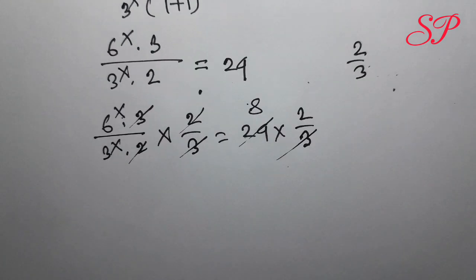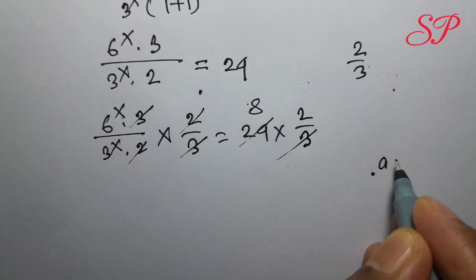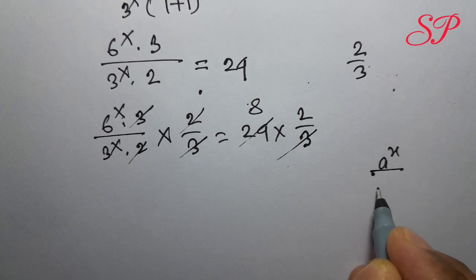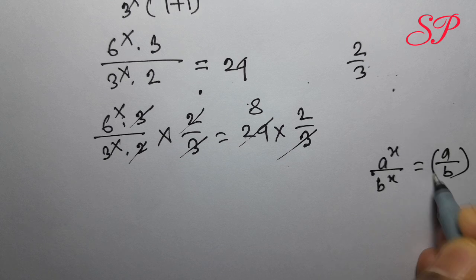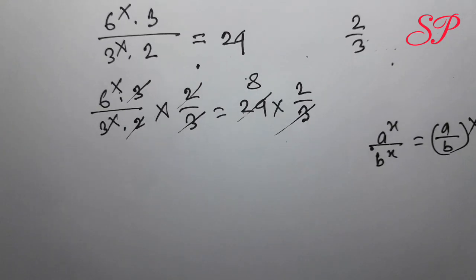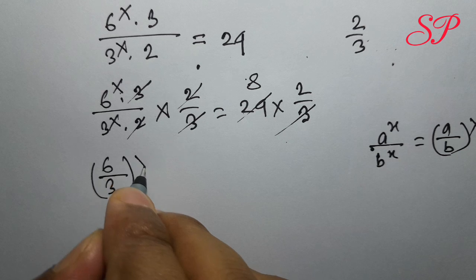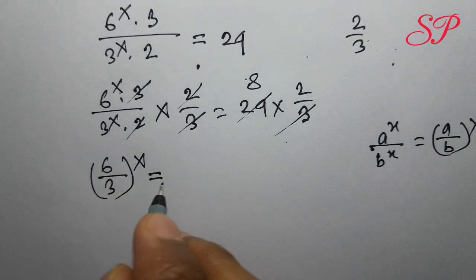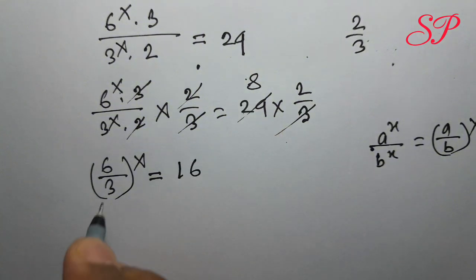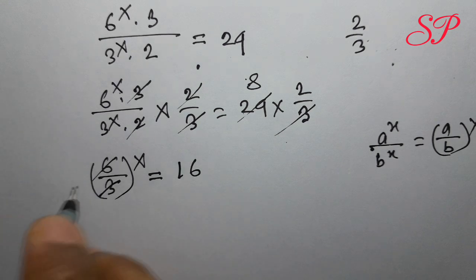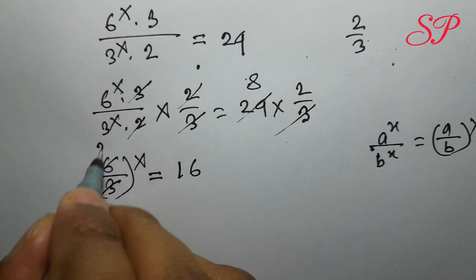Okay friends, we know a to the power x over b to the power x is equal to (a by b) all to the power x. So we can write (6 by 3) to the power x is equal to 8 times 2, which is equal to 16. Here 6 divided by 3 is equal to 2.